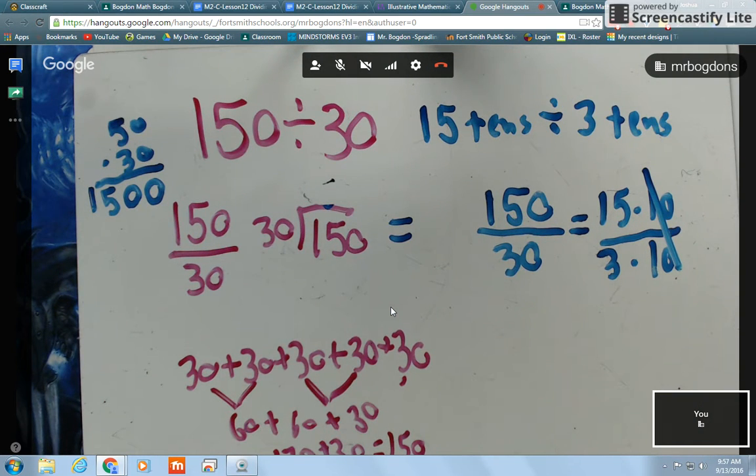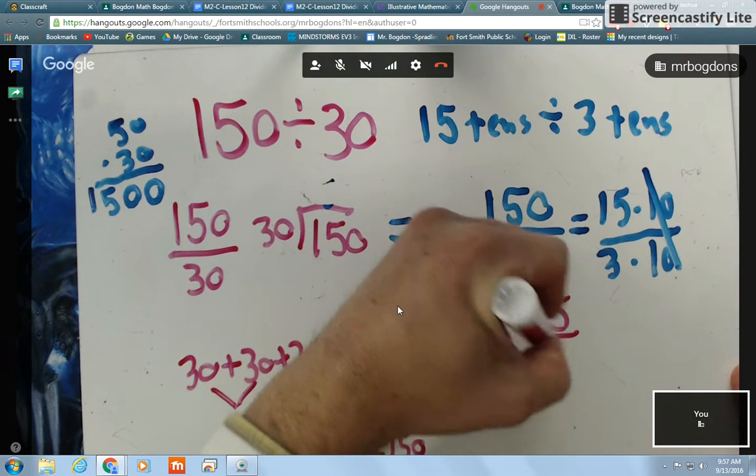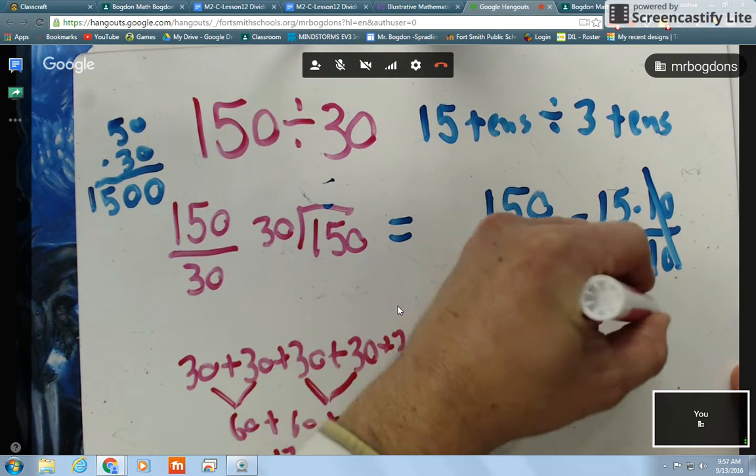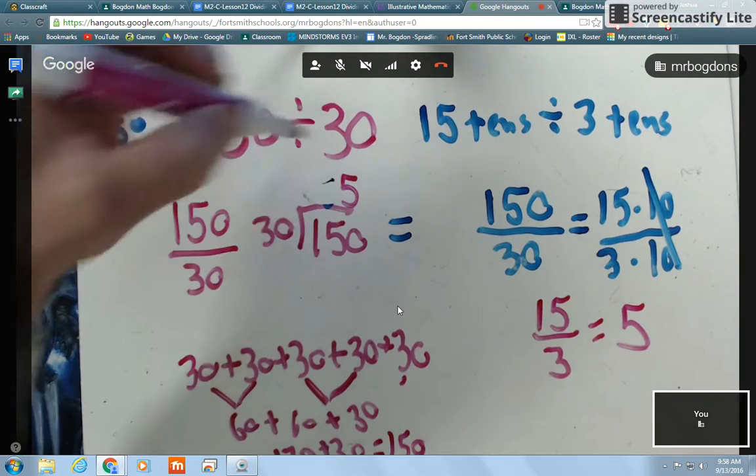Now I just have 15 divided by 3. What is 15 divided by 3? 5. 15 divided by 3 is equal to 5. Let's see if that works.